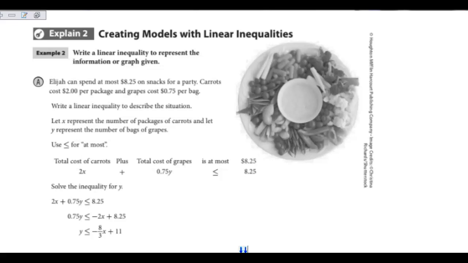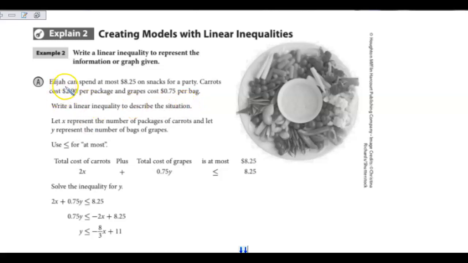Welcome back to graphing inequalities with two variables. This one here is called creating models with linear inequalities, and it's pretty much the same as what we were doing before in the previous one.